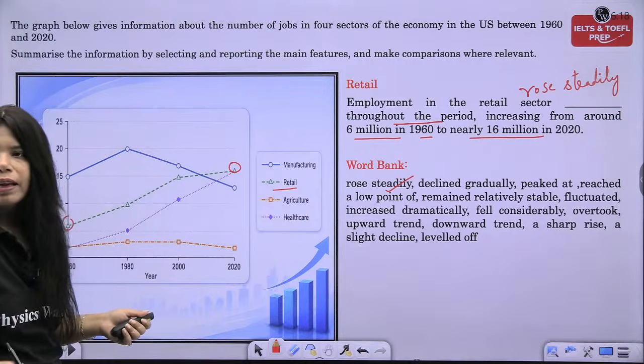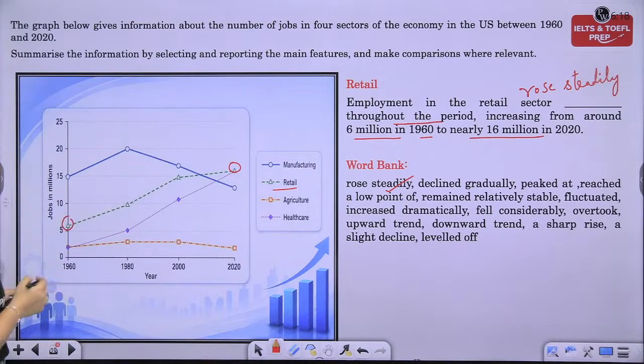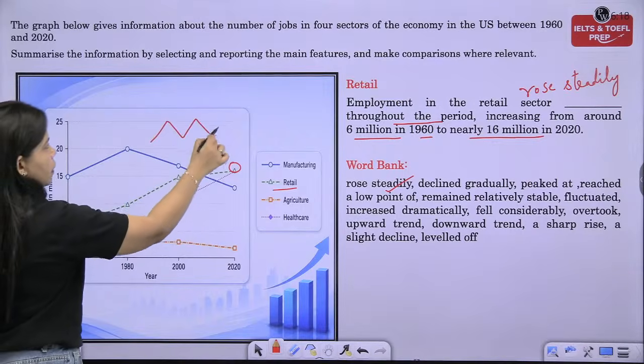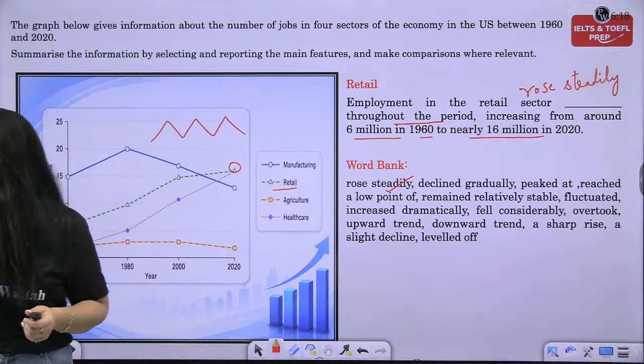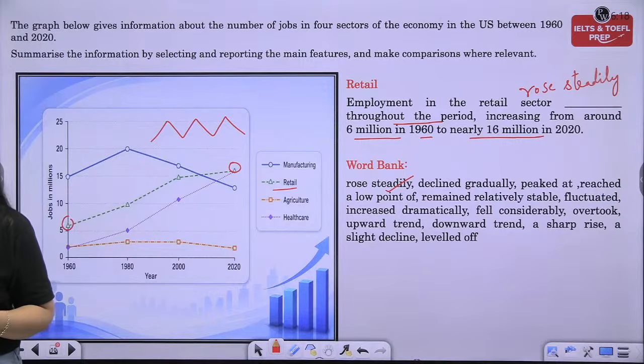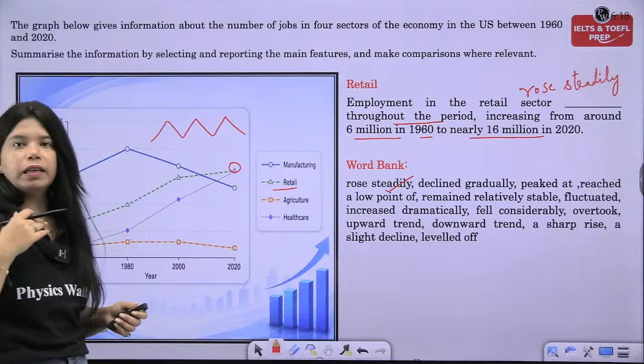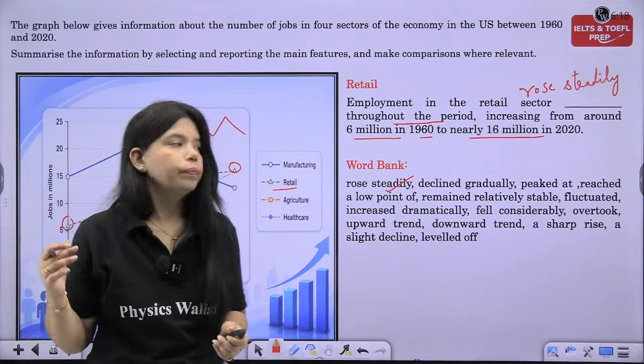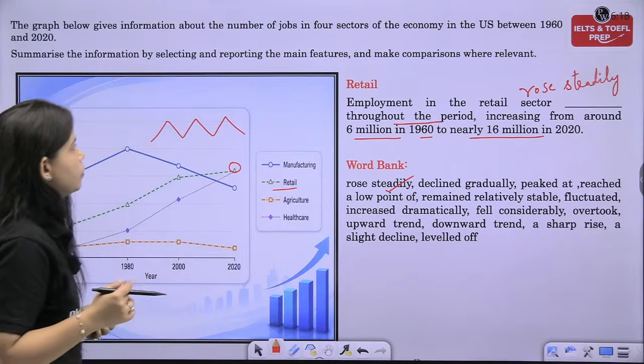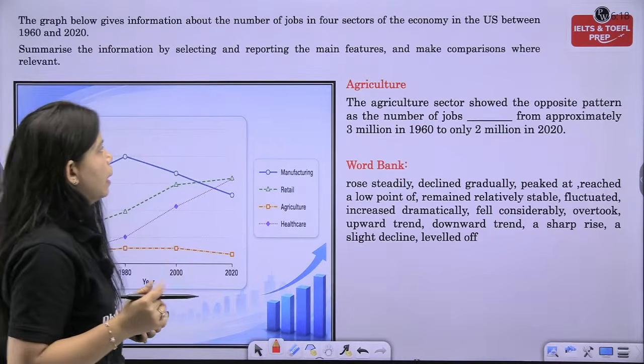Moving on, it's not fluctuation. Fluctuation is something when you see like this, that's fluctuation. It's a consistent growth here. Consistent means continuous growth here. Okay? Moving on, the next one, agriculture.